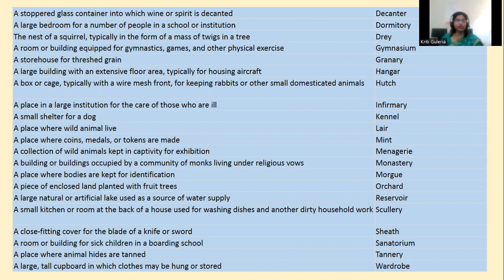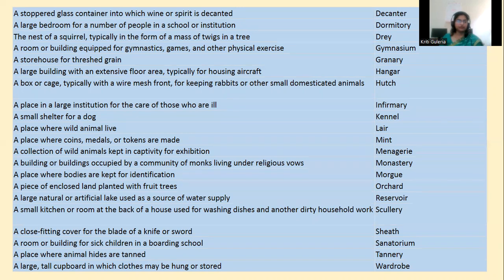Next, a box or cage, typically with a wire mesh front, for keeping rabbits or other small domesticated animals is referred to as hutch. Then a place in a large institution for the care of those who are ill is infirmary. A small shelter for a dog: kennel. A place where wild animals live: lair. A place where coins, medals, or tokens are made: mint. A collection of wild animals kept in captivity for exhibition: menagerie.